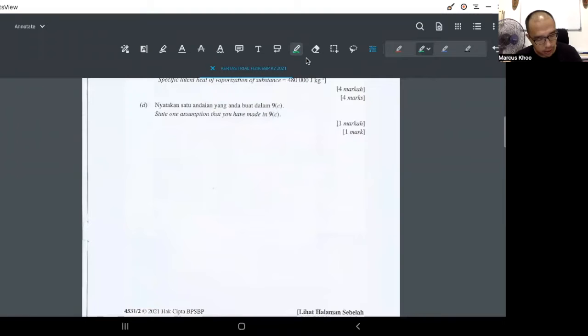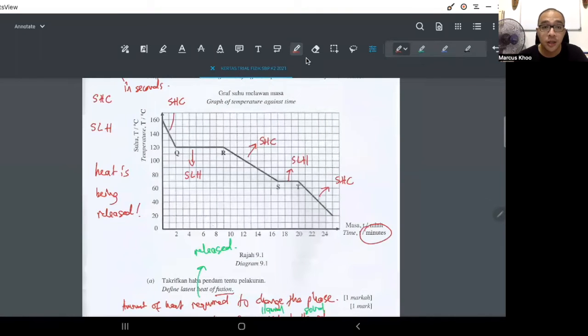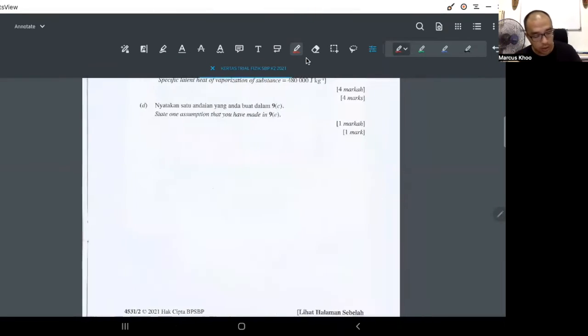Do I have the space? Okay, I'm going to write the 4 points here. Number 1, from Q to R. Q to R is what? This one we assume is gas. This one is liquid. So this is solid. So from Q to R, gas is changing to liquid. So gas changes phase to liquid.